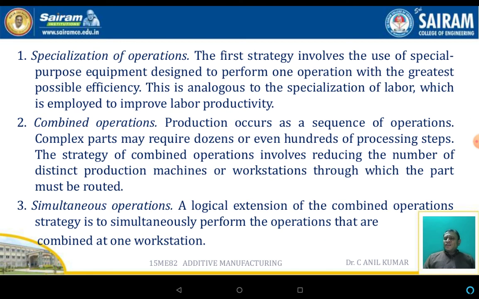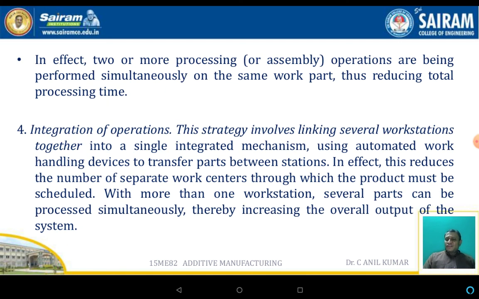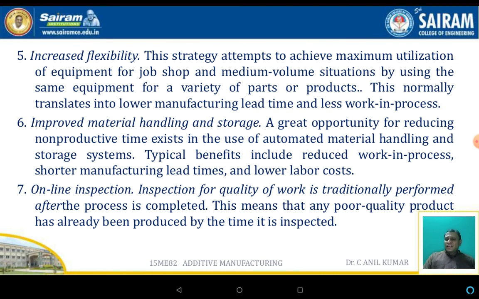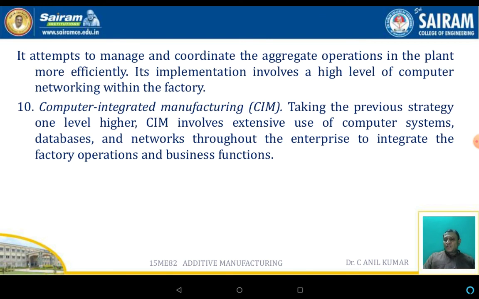The first one is specialization of operation. The second one is combining operations. The third one is simultaneous operations. The fourth one is integration of operations. The fifth one is increased flexibility. The sixth one is improved material handling and storage. The seventh one is online inspection. The eighth one is process control and optimization. The ninth one is plant operation control, and the tenth one is computer integrated manufacturing.